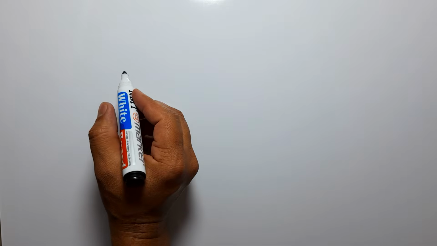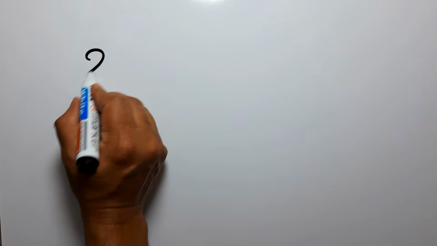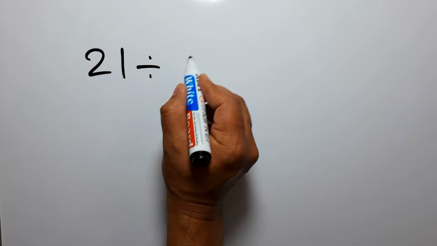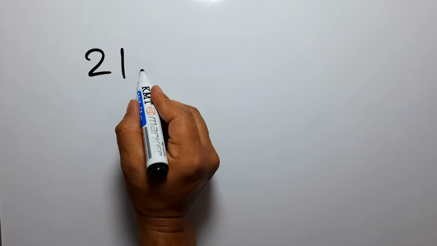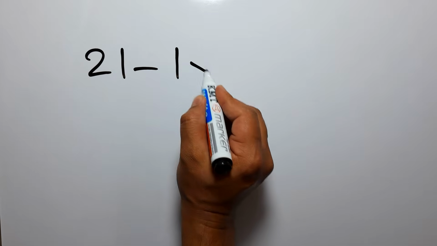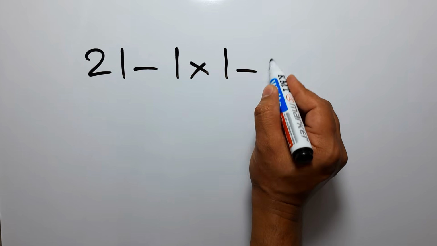Now it's your turn. Find the value of this expression. 21 divided by, 21 minus 1 times 1 minus 1.